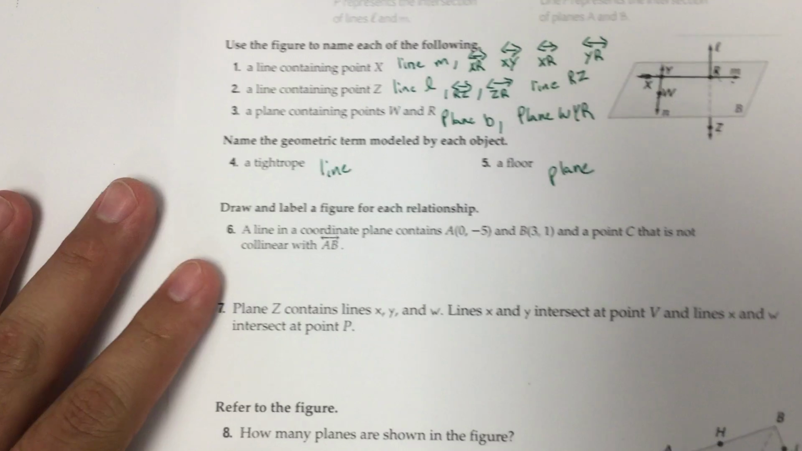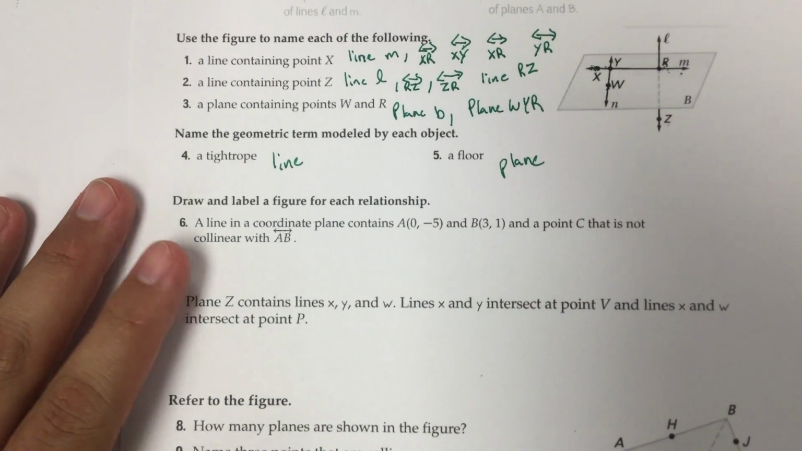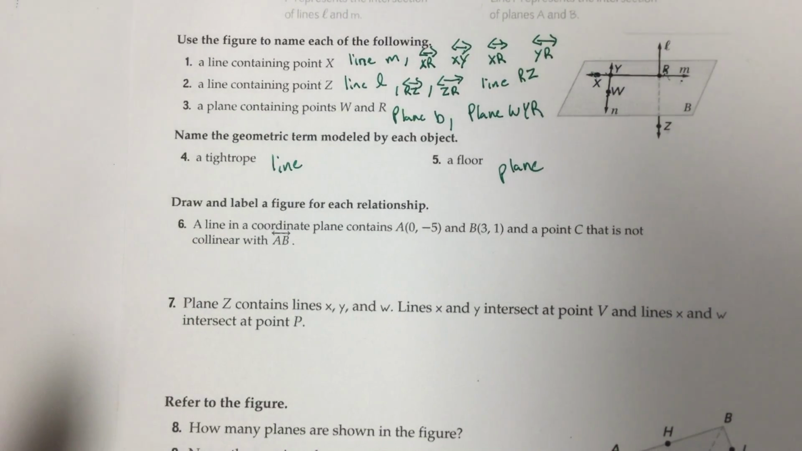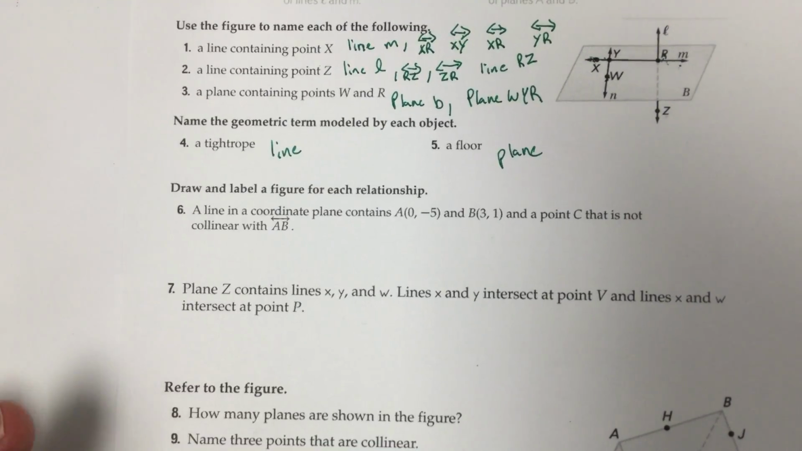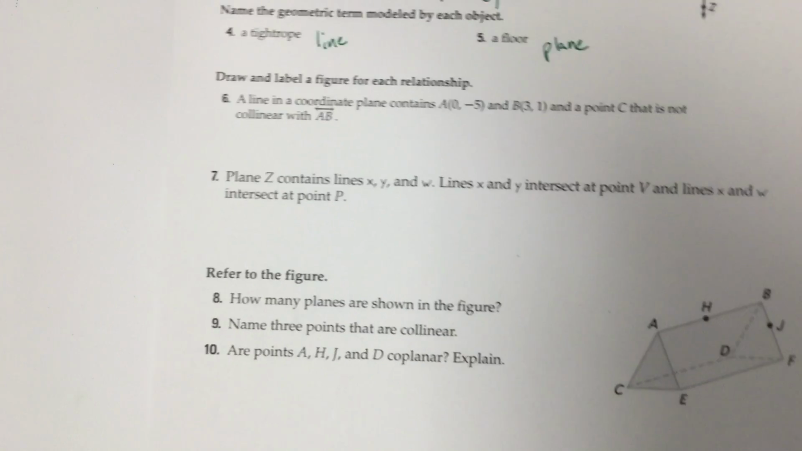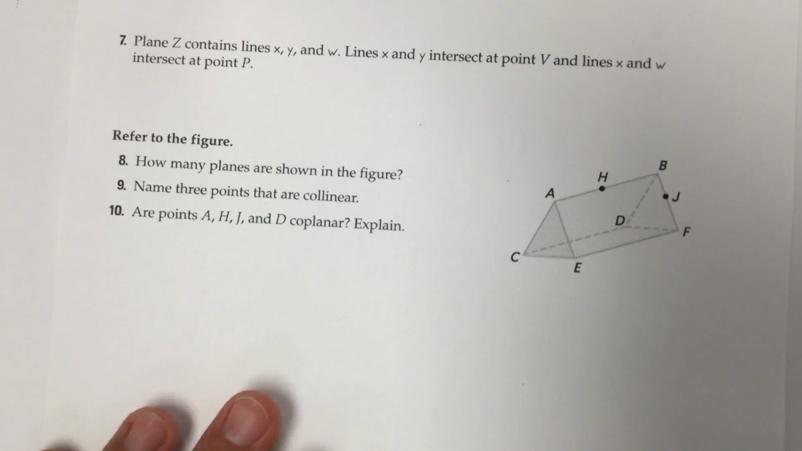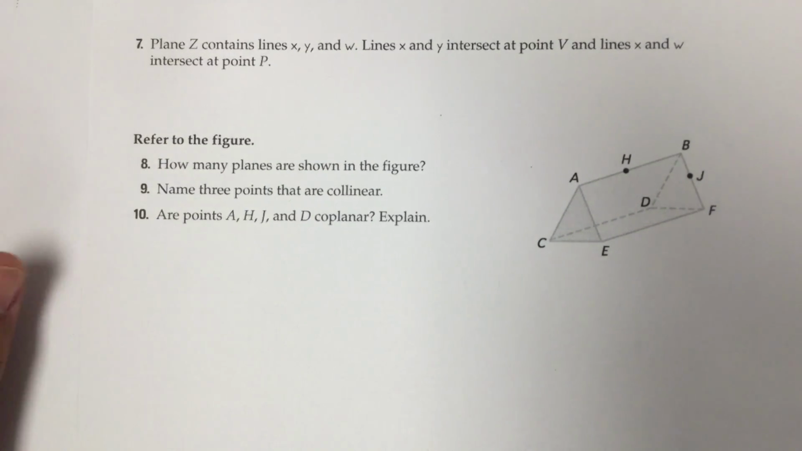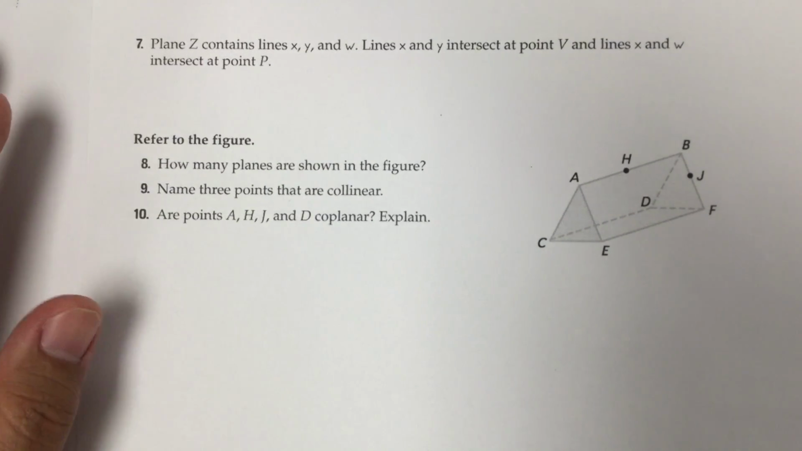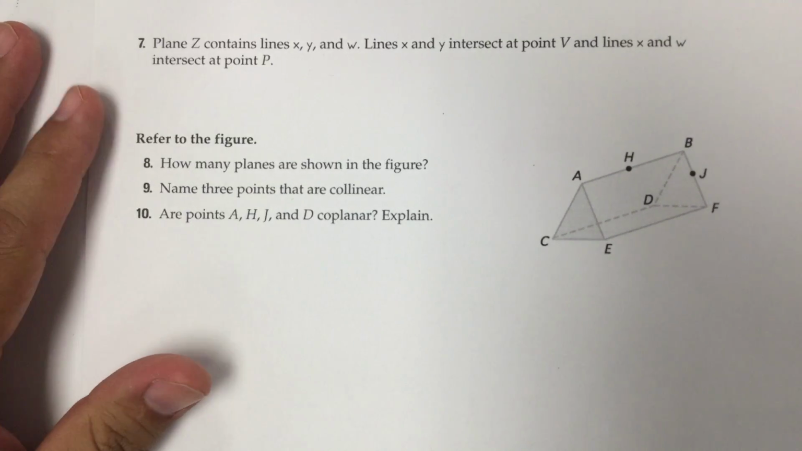So number 6 says draw and label a figure for each relationship. A line in a coordinate plane. I'm not going to really do these, so I'm going to go ahead and stop here. I want to go ahead and refer to this picture. Okay, this picture, because this is the one that a lot of people are getting wrong on the homework. Some issues here, and we'll talk more about that as the days progress in geometry.